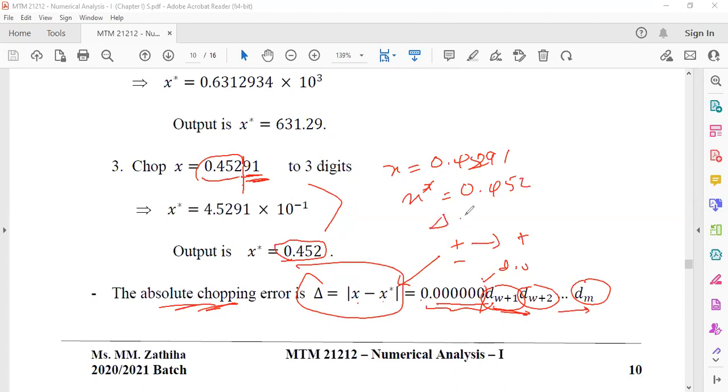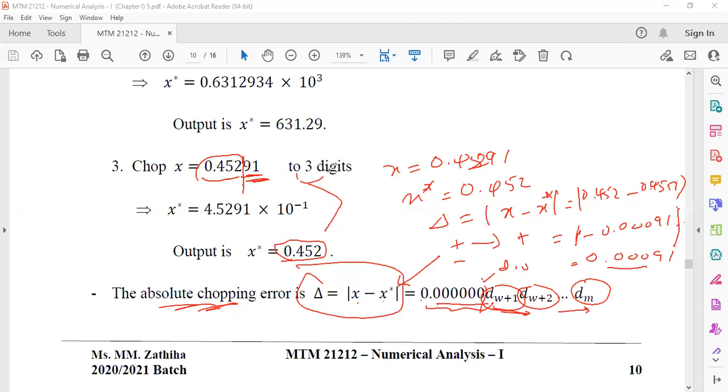So what is the absolute error for this chopping error? It will be x minus x star, which is equal to 0.452 minus 0.4591. This will be negative 0.000 with the remaining 91 something. Because of the absolute value, you'll get the positive 0.00091. See how many zeros? We have 3 digits. So here w will be 3. So up to 3 we have 0.